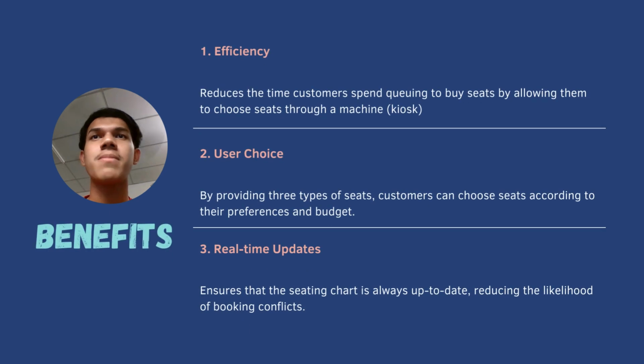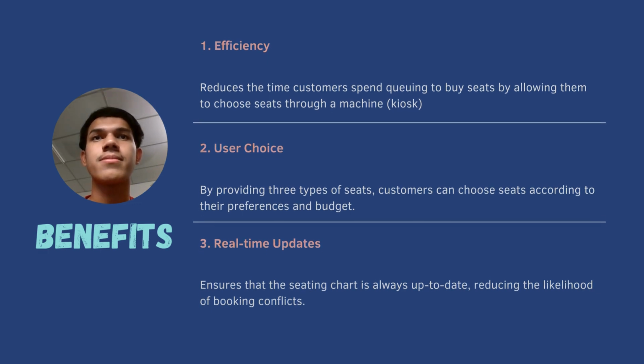For this part is benefits. For the first one, efficiency: to reduce the time customers spend queuing to buy seats by allowing them to choose seats through a machine, which is a kiosk. The second one is user choice. By providing three types of seats, customers can choose seats according to their preference and budget. The last one, real-time updates: to ensure that the seating chart is always up to date and to reduce the likelihood of booking conflicts.